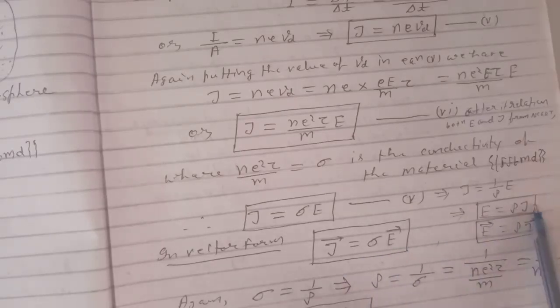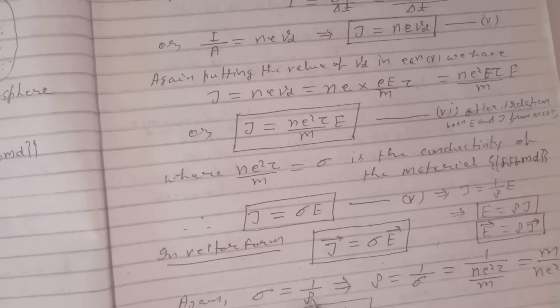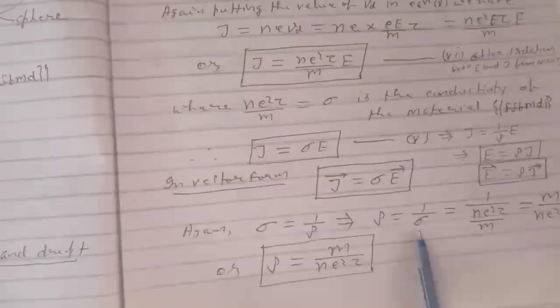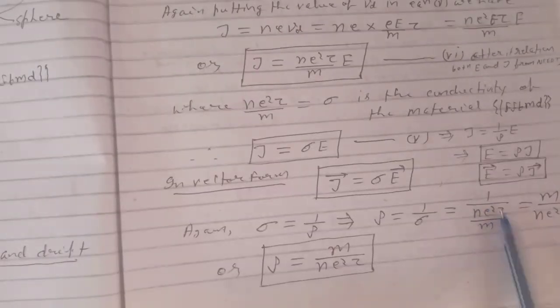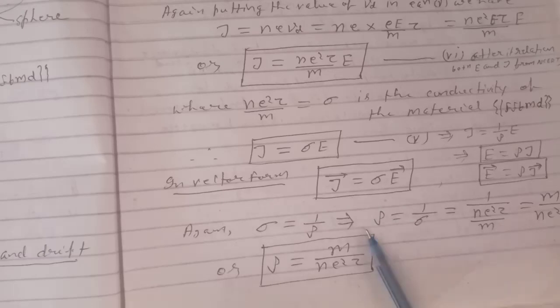Also E equal to rho into J, or E vector equal to rho into J vector. Again, sigma equal to 1 by rho. This implies rho equal to 1 by sigma equal to 1 by n e square tau by m. Hence rho equal to m by n e square tau.